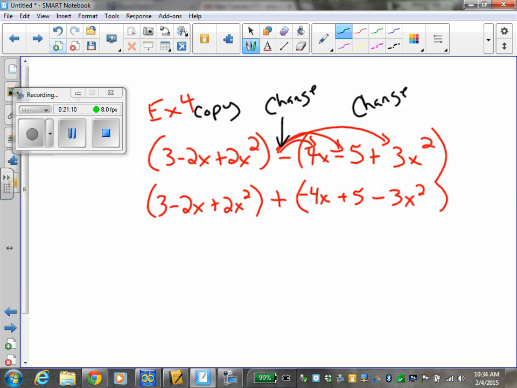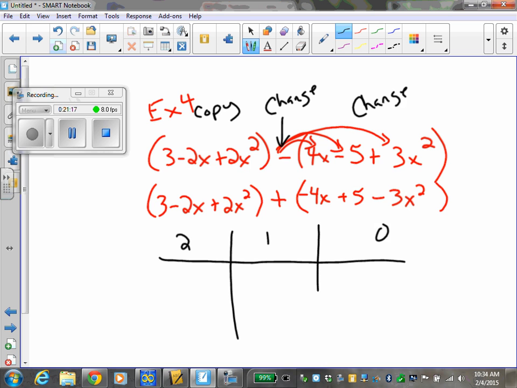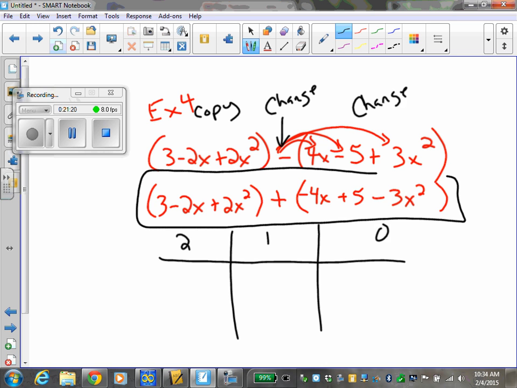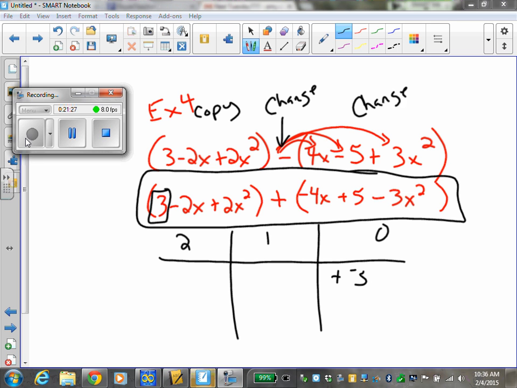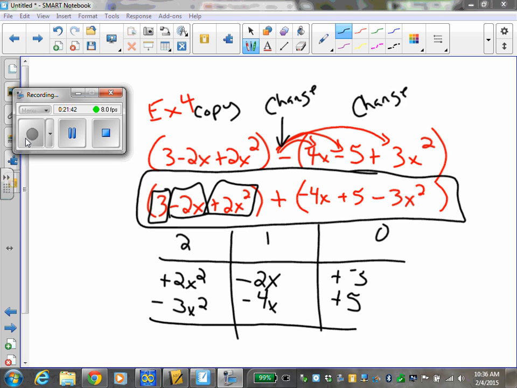It's an addition problem. So I see degrees of 2's, 1's, 0's. So take your new problem and fill them in and add them. Any questions when we fill them in? 3 goes here, plus 3. Negative 2x goes here. Positive 2x squared goes here. Negative 4x, a positive 5, and a negative 3x squared. Any questions how I filled them in? Everybody got signs with theirs?